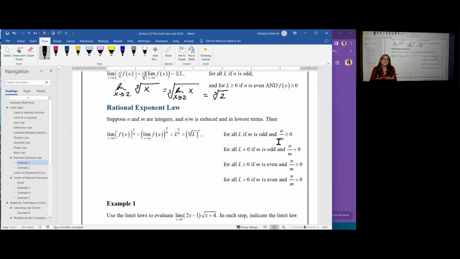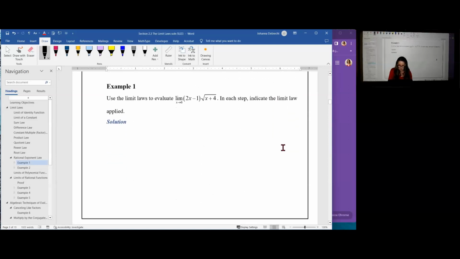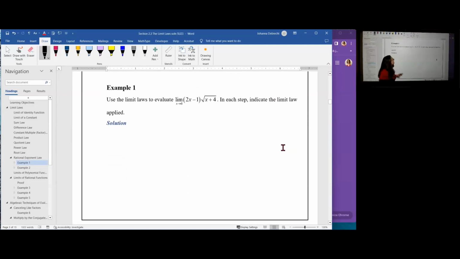Now, these rules sound hard, but when you actually put them into play, it's usually fairly clear to students what the cases may be. Let's go ahead and take a look at example 1. We want to use the limit laws to evaluate this limit. And in each step, we want to indicate the limit law that we are applying.